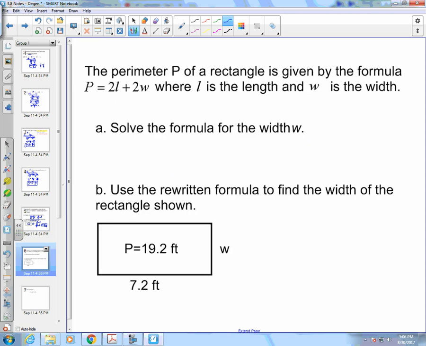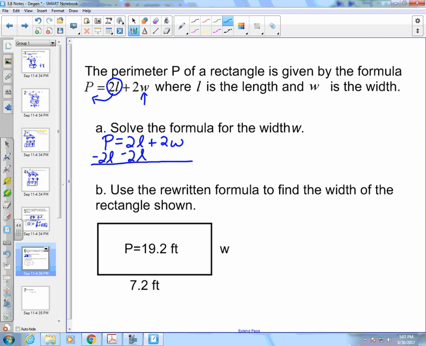The perimeter, P, of a rectangle is given by the formula P equals 2 times the length plus 2 times the width, where L is the length and W is the width. Solve the formula for W. So we're trying to find out what W is equal to. Well, that means that we need to take this term over to the other side first. So we have P equals 2L plus 2W. Let's subtract 2L from both sides.